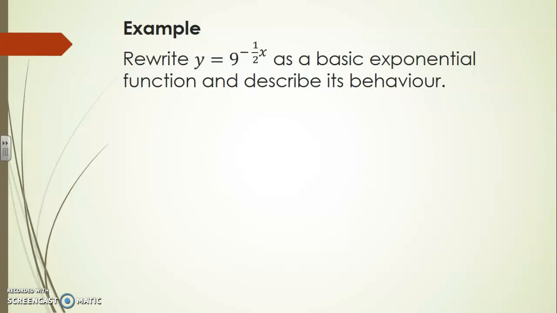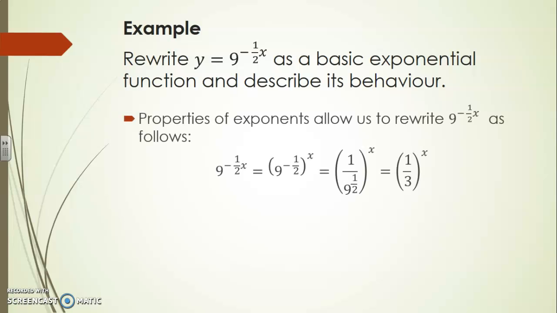Let's rewrite y equals 9 to the power minus 1/2 x as a basic exponential function and describe its behavior. Once again, we're going to use properties of exponents. 9 to the power minus 1/2 of x is equal to 9 to the power minus 1/2 all to the power x. Consecutive exponents multiply, but we can just as well separate them. Now remember that negative exponents means that we can flip the number to the denominator, and that's what we've done in the next step. 9 to the minus 1/2 is equivalent to 1 over 9 to the power 1/2.